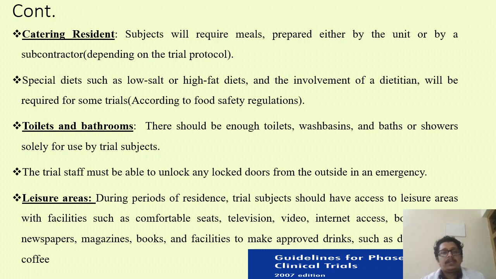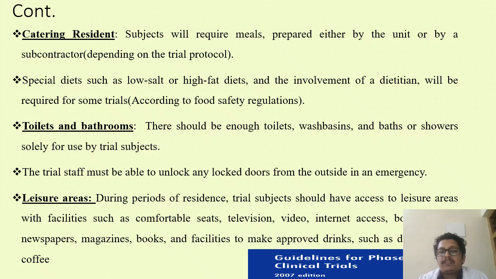Catering: resident subjects will require meals, prepared either by the unit or by a subcontractor depending upon the trial protocol. Special diets such as low salt or high fat diets, and the involvement of a dietitian, will be required for some areas according to food safety regulations. Then toilet and bathroom is another essential thing. Leisure areas should be there.